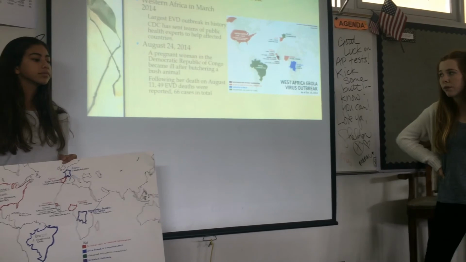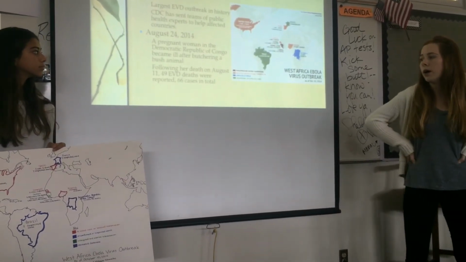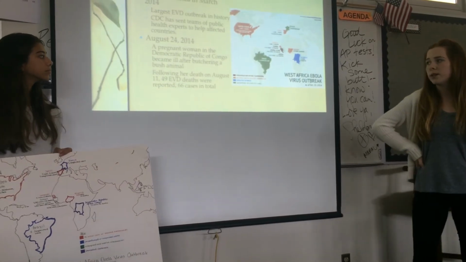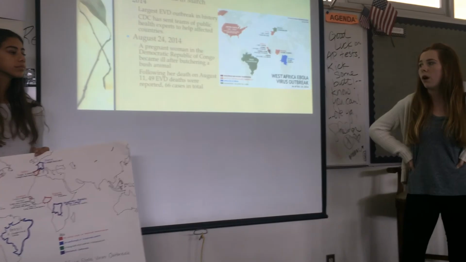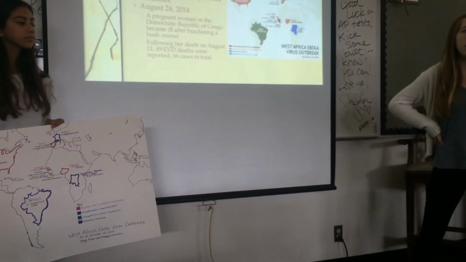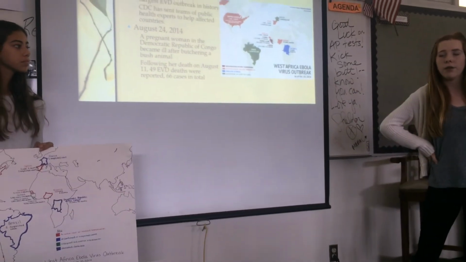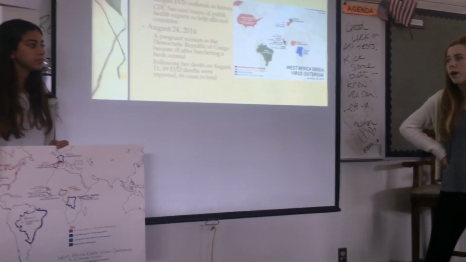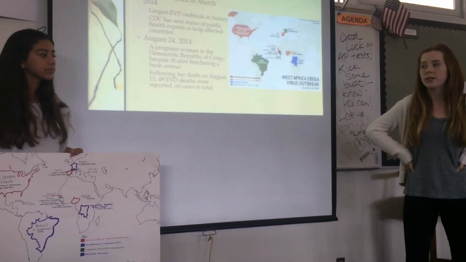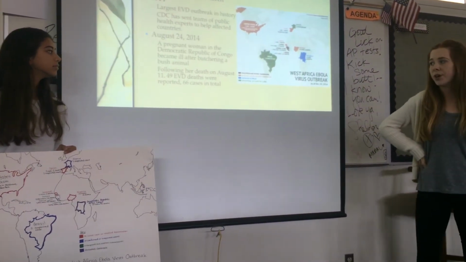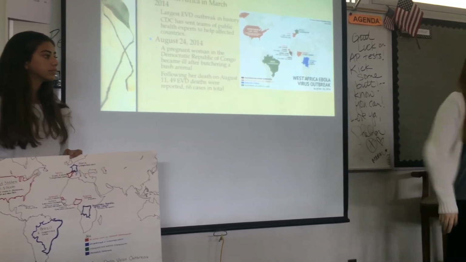So August 24th, 2014, they decided, she died on August 11th, 2014, but she was pregnant, she was living in the Democratic Republic of Congo, this woman, and she became ill after having contact with an infected animal, and that's how they realized that was one of the ways that Ebola virus spread is through infected animals. And after her death, there was 49 following her and 66 cases in total.